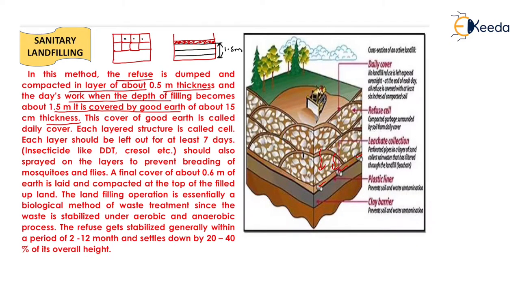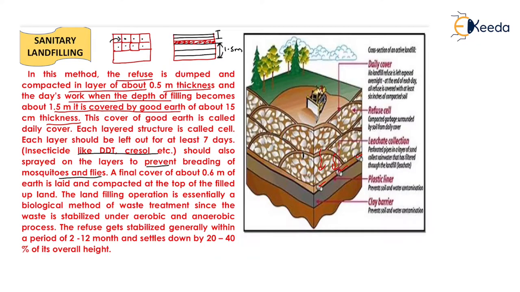Similarly, we will fill the next cell in the next 7 days. Now after 7 days we will again fill this same cell by 0.5 meter refuse, then 0.5 meter refuse, then 0.5 meter refuse, till 1.5 meter height is reached, after which the process is the same and repeated. Now during these 7 days, insecticides like DDT, Cresol, etc. should be sprayed on it so as to prevent the breeding of mosquitoes and flies.